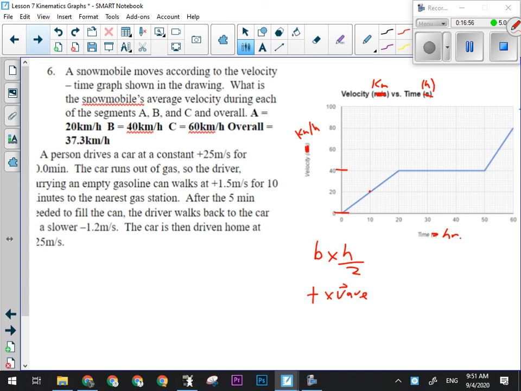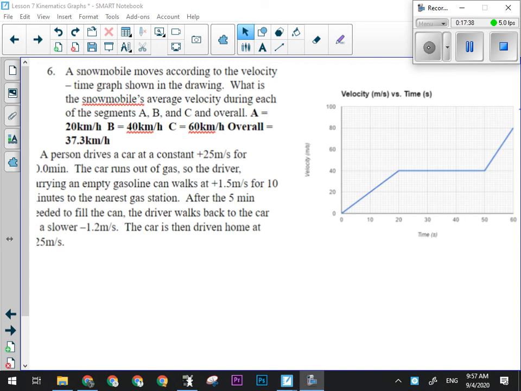So we did A, B, and C. I want you to calculate the average velocity over the whole trip. What 2 things do you need for that? Total displacement and total time. Well, you have total time, it's 60 hours. We need to get the displacement. I think you guys know how to get displacement off a velocity versus time graph. You might have to break it up into a few different shapes. So I think you guys can get that. I'll give you a few minutes on that, and then we'll walk through it together.